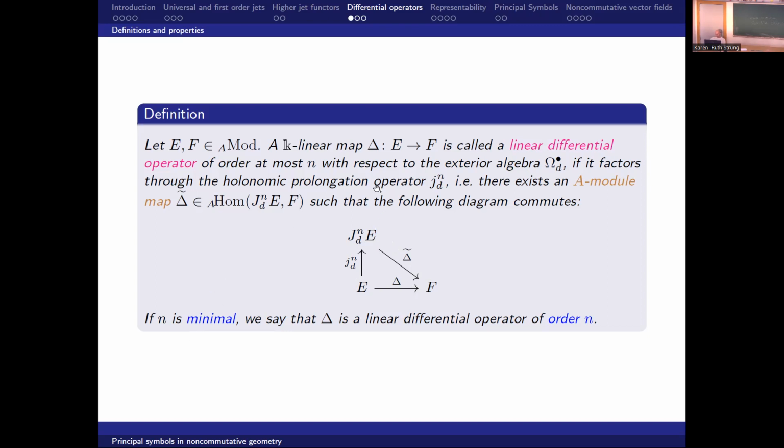And if you remember from the previous slide, if you have the jet short exact sequence, there's a natural inclusion into J^n E here of S^n E. So if you have the jet short exact sequence holding, then you can always restrict the lift of the differential operator here to the inclusion of S^n E. And this will be related to principal symbols, which we'll talk about shortly.